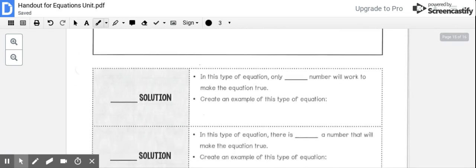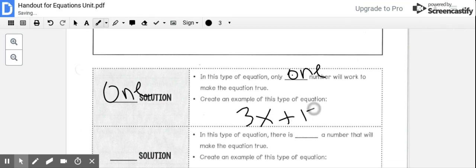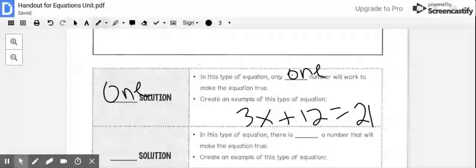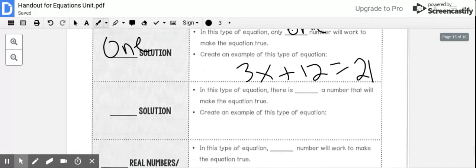So going down here, the type of equations that have one solution, they only have one number that will work to make the equation true. So if we create an example, it's just your basic equation, like 3x plus 12 equals 21. Those are the ones we're used to. You minus 12, divide by 3, and whether you get a whole number, a decimal, a fraction, whatever, it doesn't matter. There's one solution.